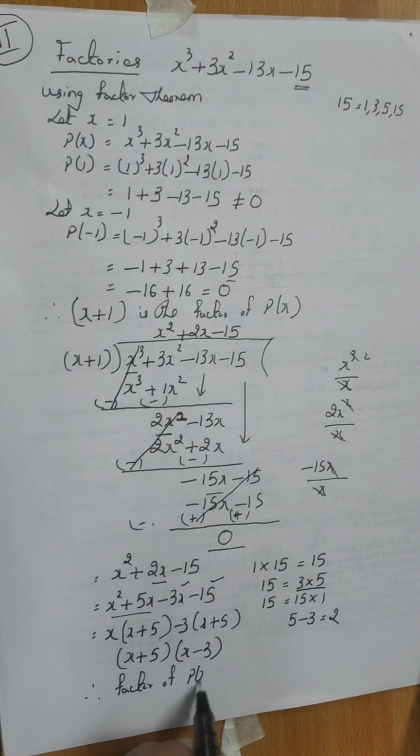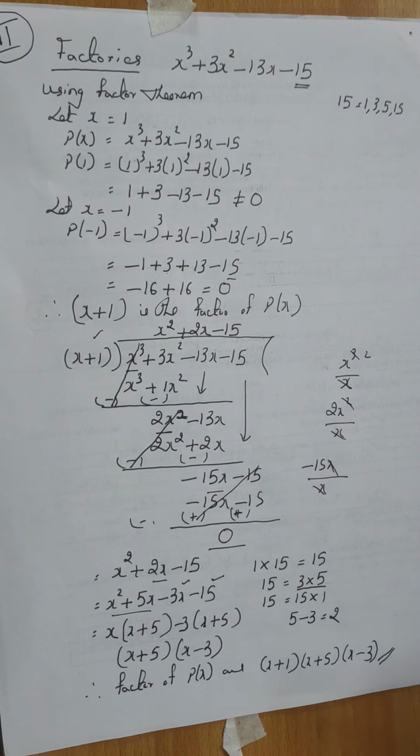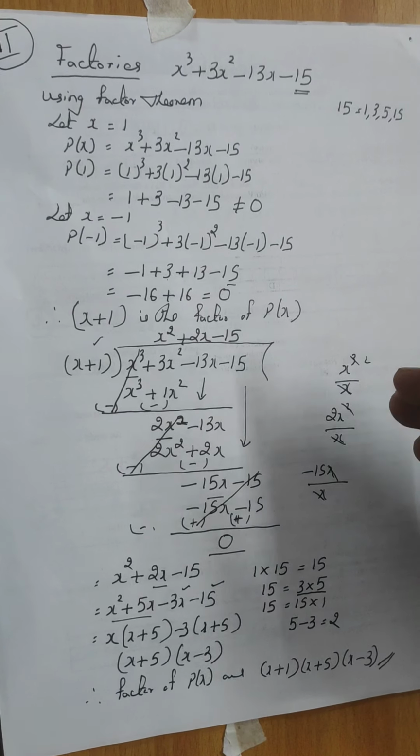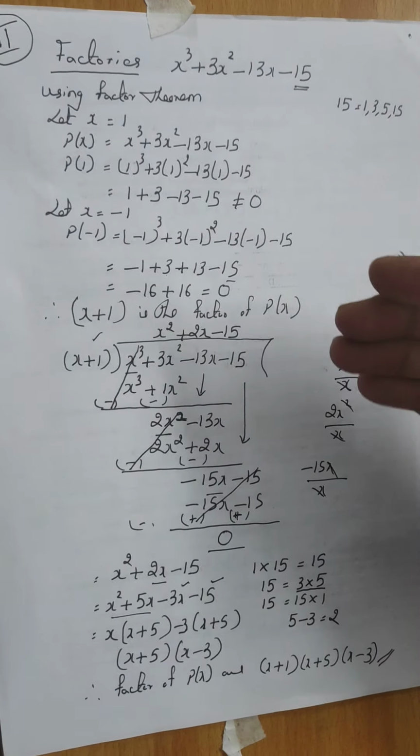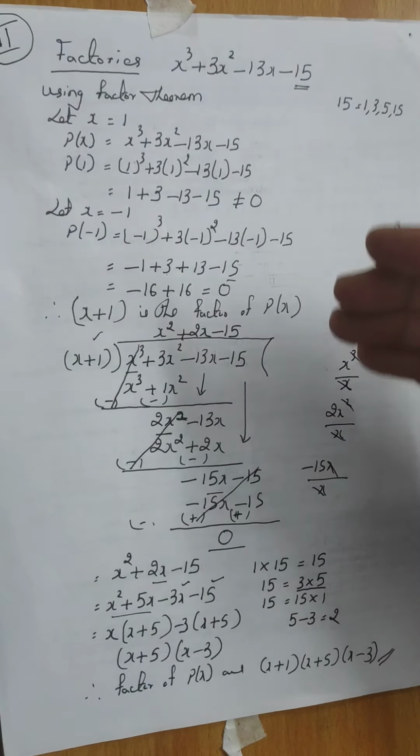So therefore, the factors of polynomial p of x are, first one is x plus 1. This I have taken out. Next is x plus 5 and x minus 3. Clear? So like that, this takes a lot of time, because here you are doing the factor theorem, you are doing the long division method, and you are doing the splitting of the middle term. Clear? So this way we can find the factors.